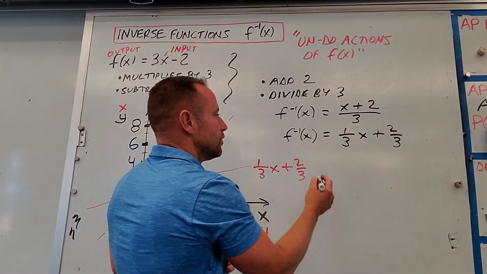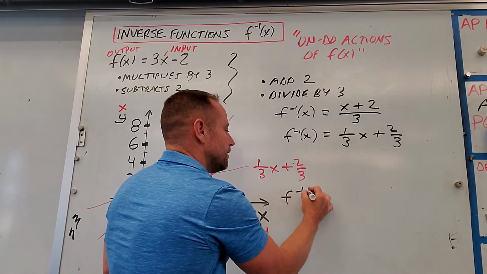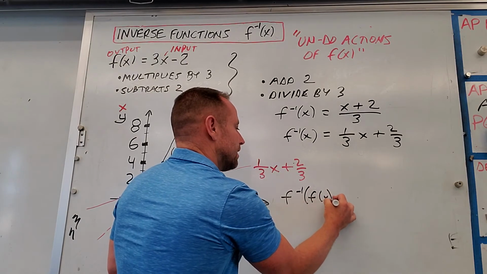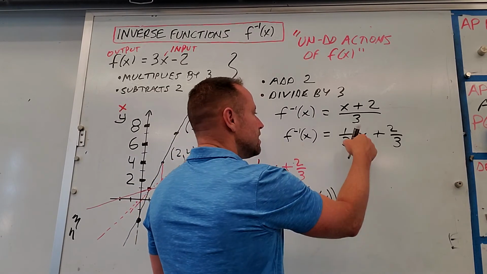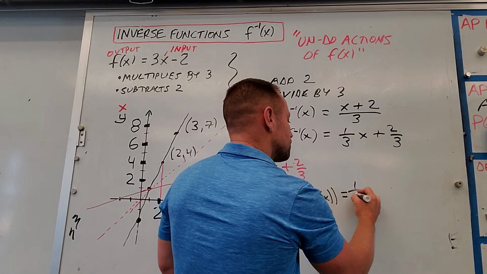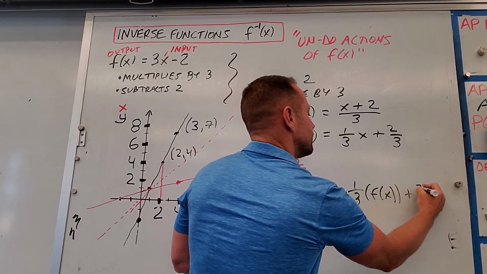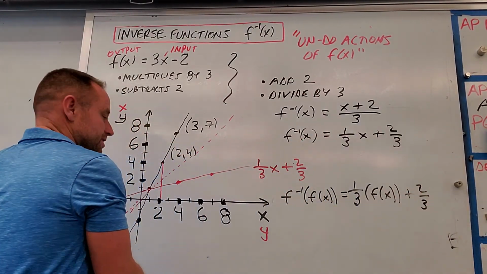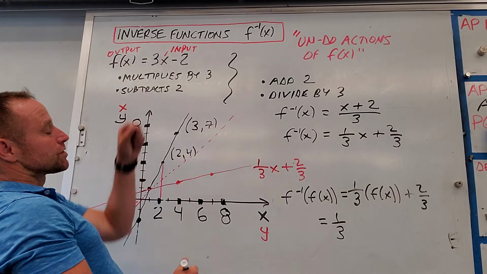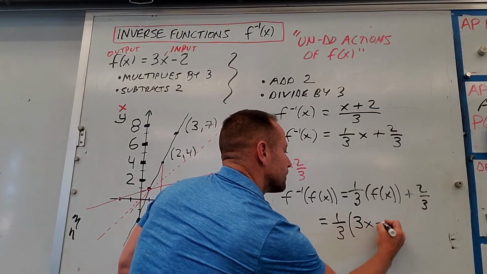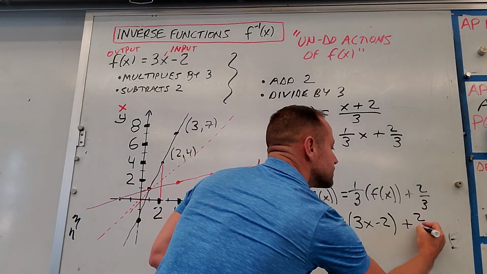So for example, if you put in f of x for x, so if we say f inverse of f of x, right? This is supposed to undo the function f of x. Well, let's see if it actually does that. So let's put f of x in here for x. So we're going to say it's 1/3 of f of x plus 2/3. And let's just see what happens when we do that. So let's plug that in. So that equals 1/3. Now f of x itself is 3x minus 2. Right, so that's putting 3x minus 2 in for f of x. Then we have to add 2/3.